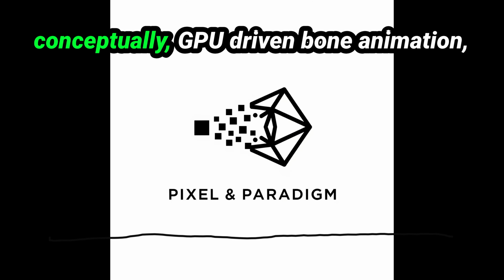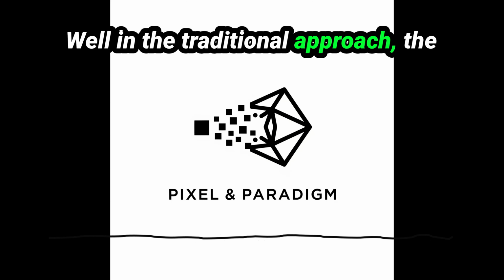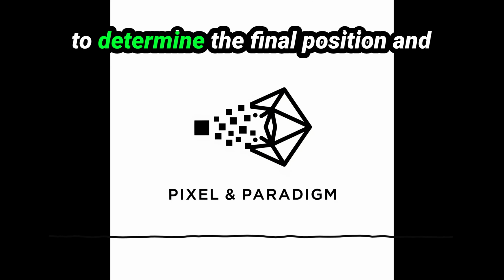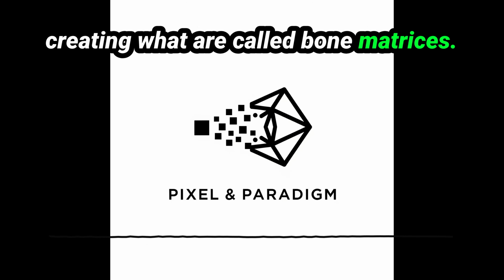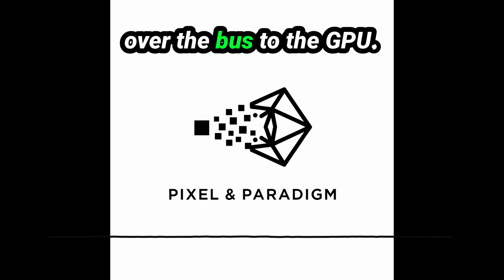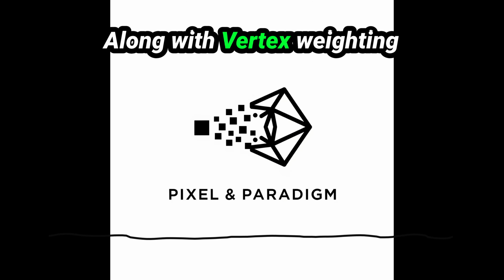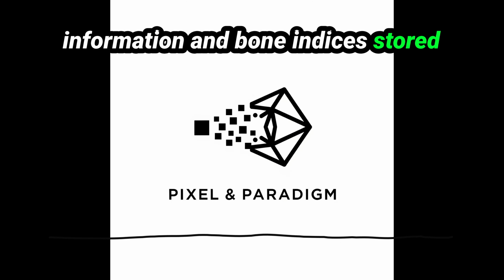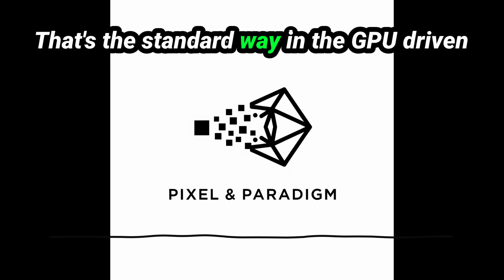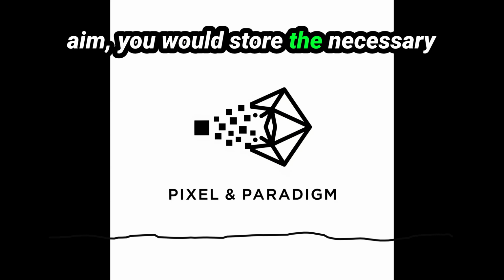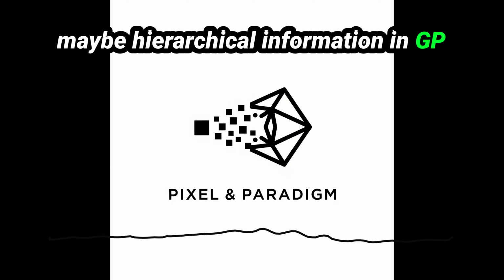How would that actually work conceptually? GPU-driven bone animation. What does that pipeline look like? Well, in the traditional approach, the CPU performs calculations every frame to determine the final position and orientation of each bone in a skeleton, creating what are called bone matrices. These matrices are then sent over the bus to the GPU. The vertex shader on the GPU then uses these matrices, along with vertex weighting information and bone indices stored in the mesh data, to deform the mesh vertices in a process called skinning. That's the standard way. In the GPU-driven aim, you would store the necessary bone transform data, like rest poses and maybe hierarchical information, in GPU buffers.